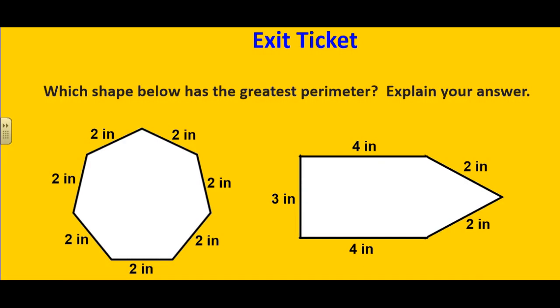Okay, so that lesson was pretty short and simple. If you just remember to add up all the side lengths and make sure you're adding correctly, because if you don't add correctly, then you're not going to get the right perimeter. So work on this exit ticket. Whenever you're finished with that, you may bring it to me.